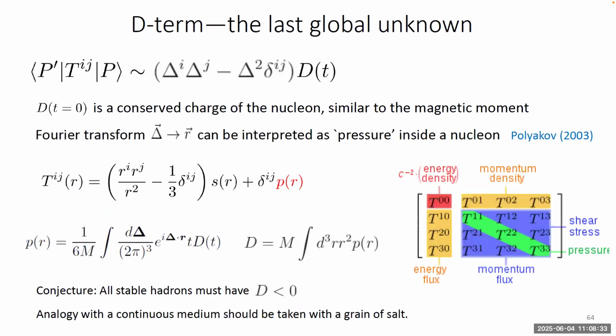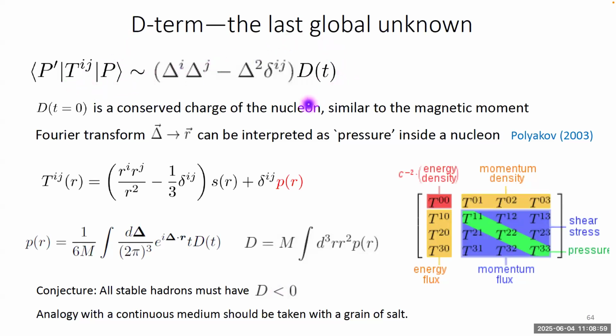And this D function is very interesting because it has a very nice physical interpretation as pressure distribution inside the proton. Remember, this D term is associated with the spatial component of the energy momentum tensor. So this T_ij, this i, j runs from 1 to 3. So I'm using the three-dimensional notation.